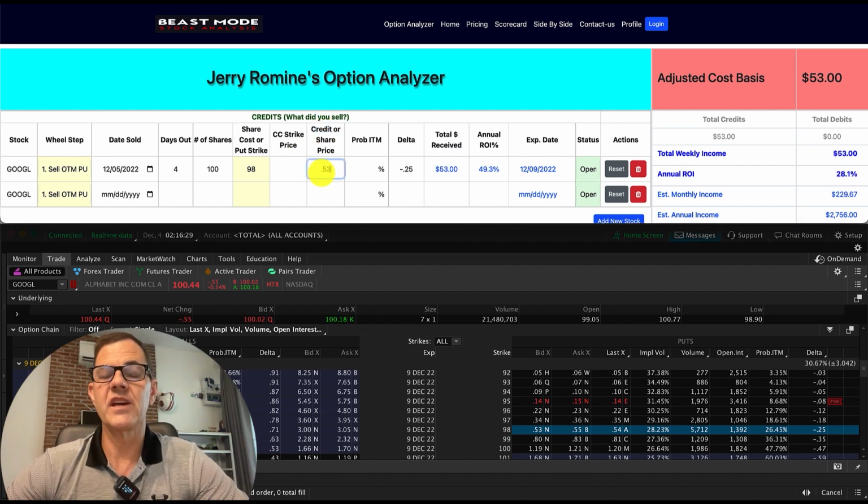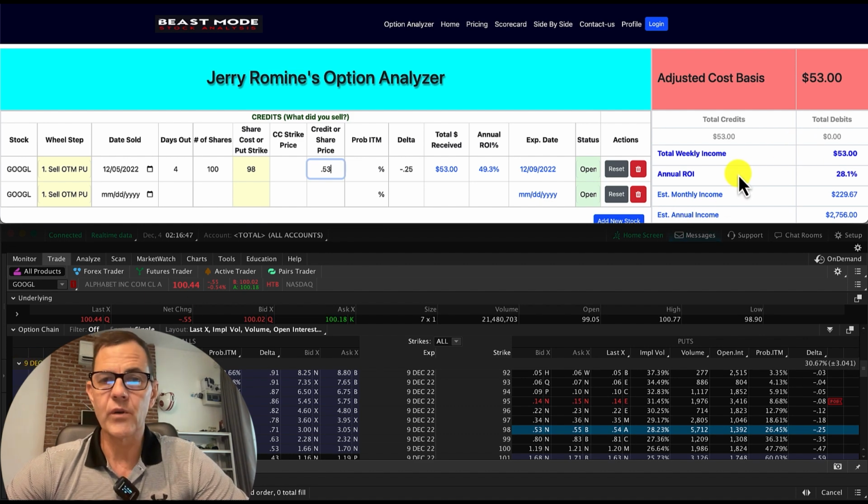And the minute we put this in, a lot of things are going to happen. We can see for each contract that we sell, we're going to receive $53. And here it shows us our annualized ROI is 49.3%. Our expiration date is going to be December 9th, and we can see that's the expiration date right here.